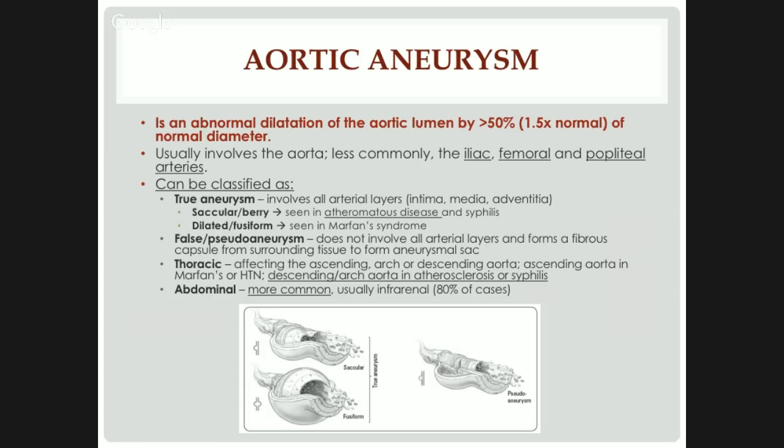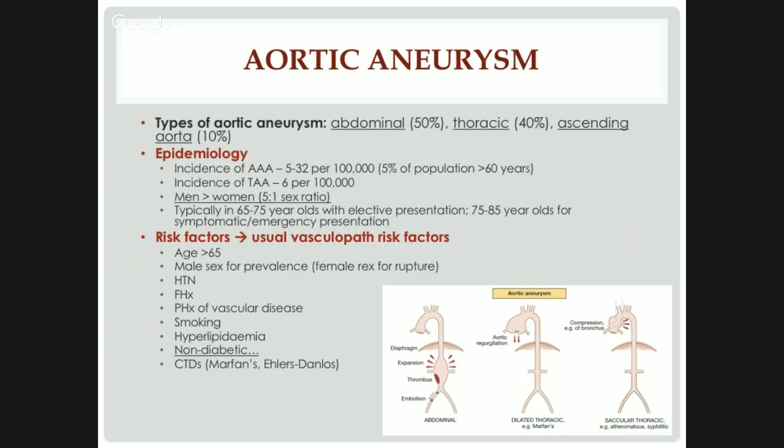But in terms of the true aneurysms, we can also subdivide them further based on their pathological cause. So you can get saccular or berry aneurysms, which is this top one over here. That's seen in atheromatous disease. And then you've got the dilated type, which is more of a concentric symmetrical dilatation. That's seen in Marfan syndrome. That's probably stuff that you don't necessarily need to remember.